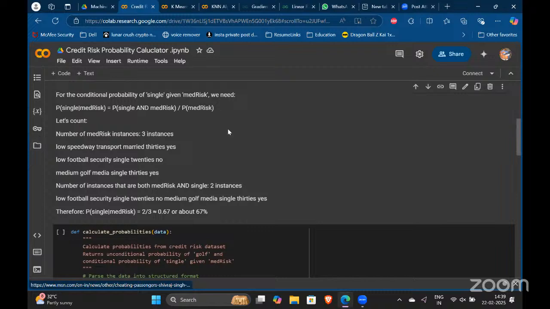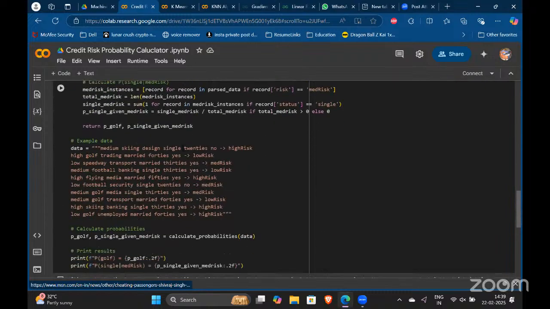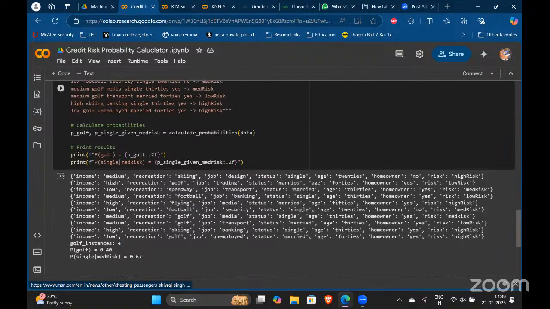So that becomes the 3 by 9. And the number of mid risk instances is 3. Low, single, transport, mid, 30s, yes. So here we're trying to calculate single and mid risk and also the unconditional probability of golf.